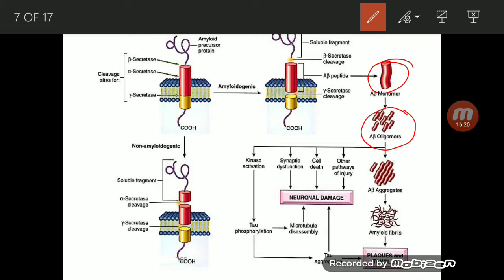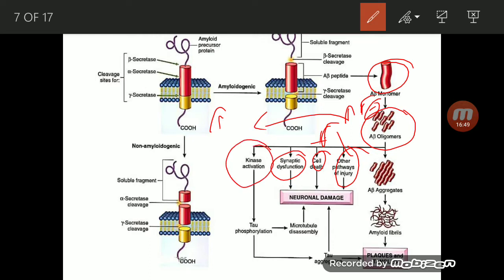So these amyloid beta plaques normally initiate the release of your free radicals. They can induce inflammation, correct? They can initiate your cell death process. They can initiate synaptic dysfunctioning, as well as activate the kinase enzyme present inside the cell, which can activate tau phosphorylation. Basically all these factors in the end will lead to neuronal damage.